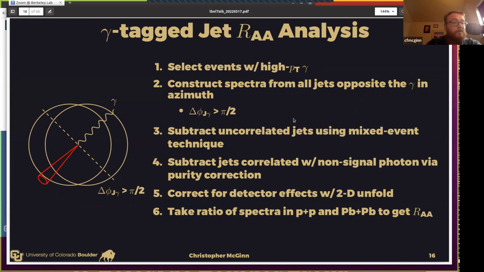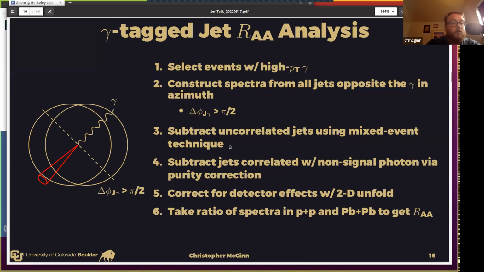So again, my little cartoon is here to help me. Selected jet or gamma. We're constructing spectra from all jets opposite the gamma in azimuth. So I've just illustrated pi/2 here. You could have made a bunch of choices. We had control at pi/2, so we did it.